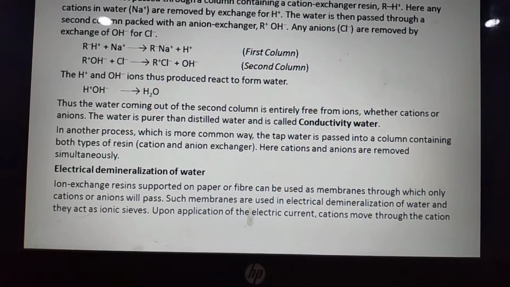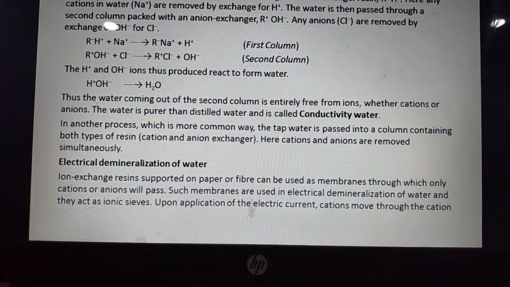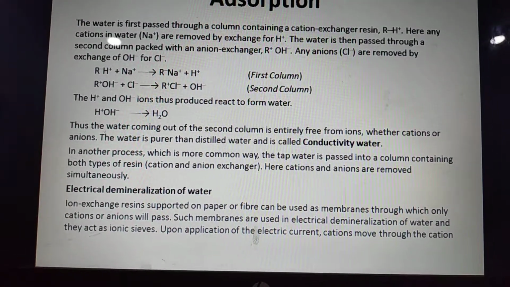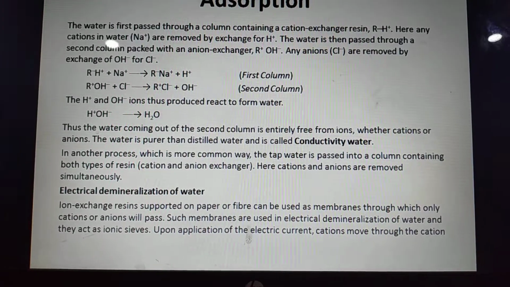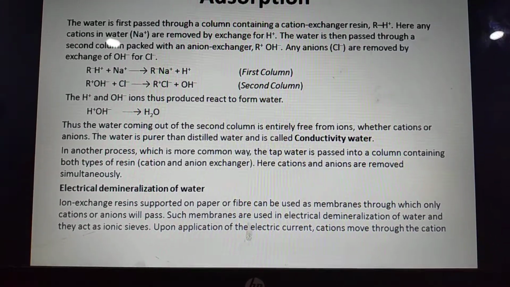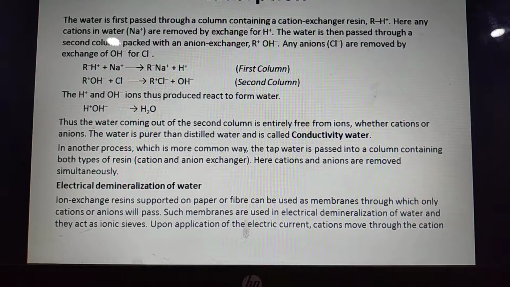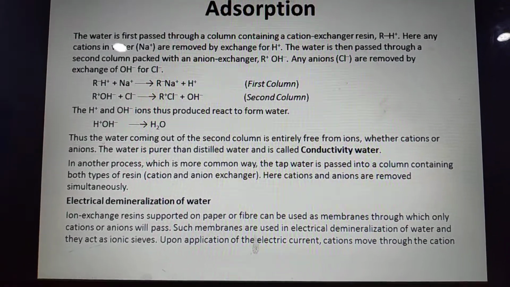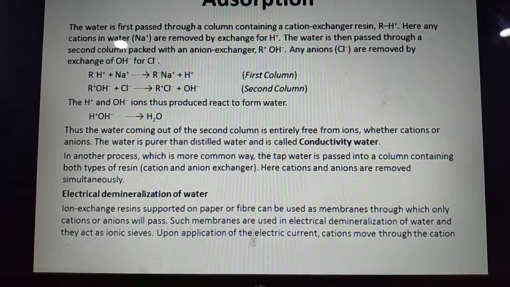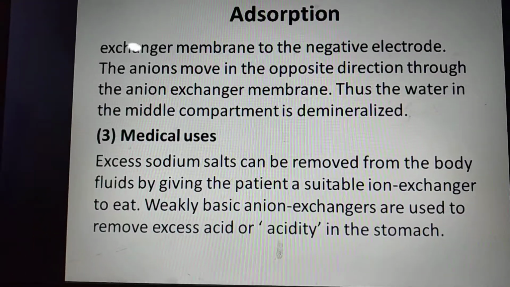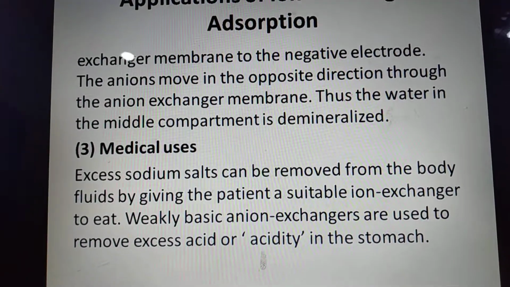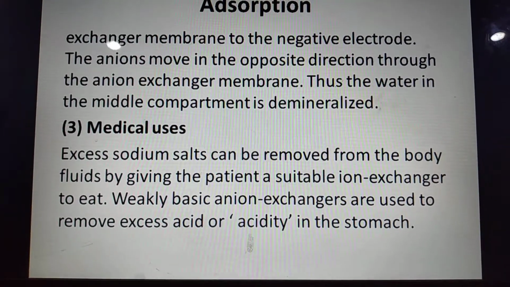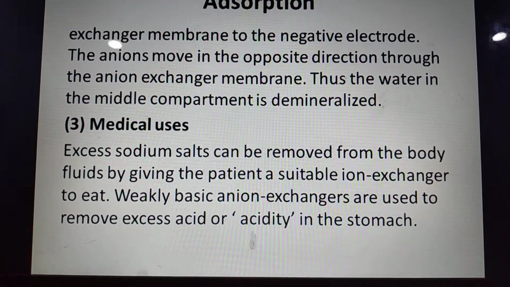Electrical demineralization of water. Ion exchange resins spotted on paper or fiber can be used as a membrane. Some membranes allow only anions to pass through. Such membranes are used for the electrical demineralization of water and they act as ionic sieves. On application of electric current, cations move through the cation exchanger membrane to the negative electrode and anions move in the opposite direction through the anion exchange membrane. Thus water in the middle compartment is demineralized.